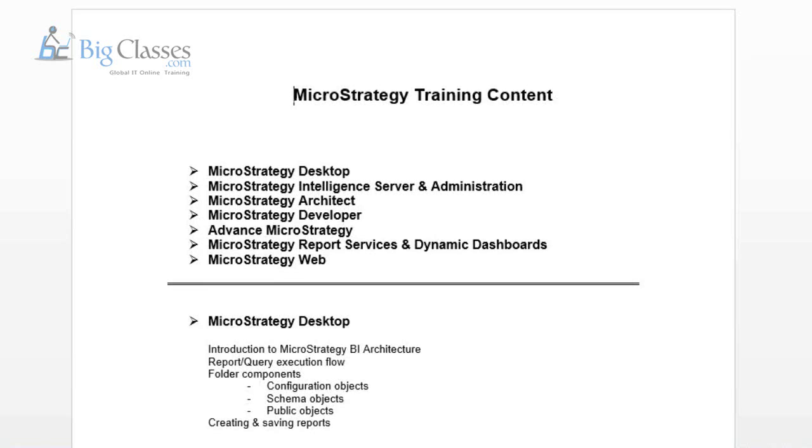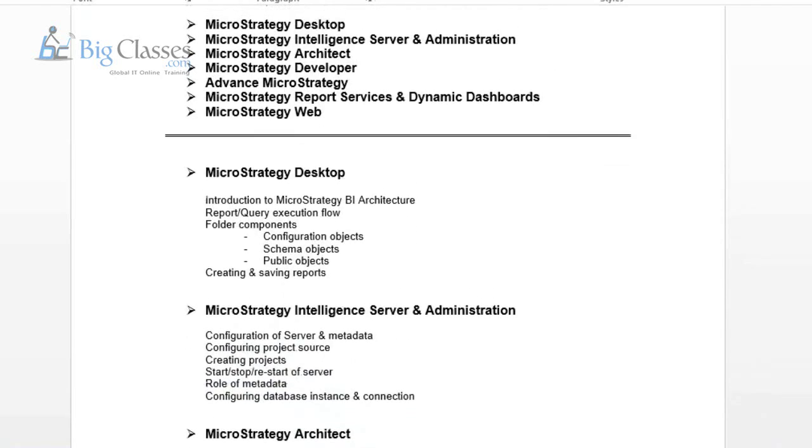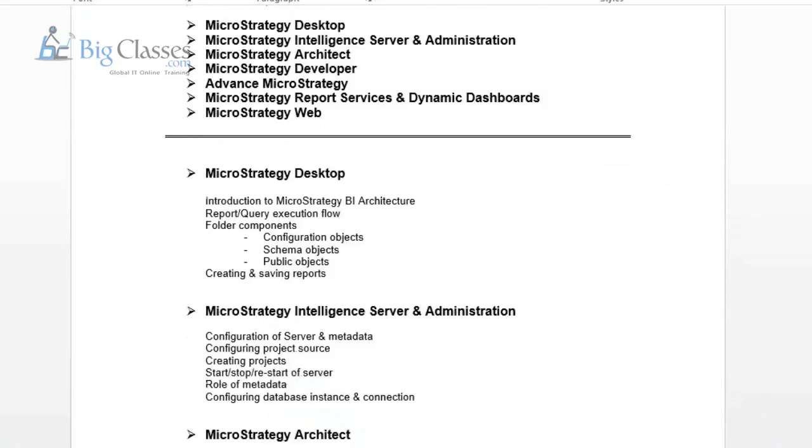So the training that we're going to discuss is the MicroStrategy Desktop. When I say the MicroStrategy Desktop, we will discuss how exactly the MicroStrategy BI architecture is, how MicroStrategy works, how it connects to the warehouse and everything. We will even discuss how exactly the query or the execution flow happens from start to end. We will even discuss the look and feel, how the folder structures are, just creating and working on simple things. Thereafter, we will start with some of the administration topics.